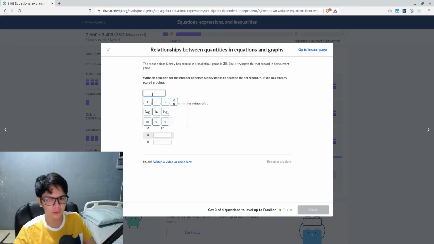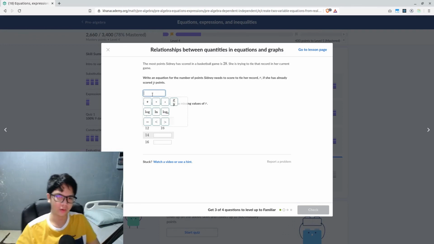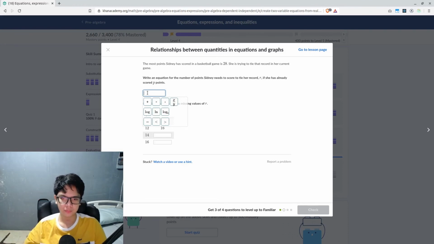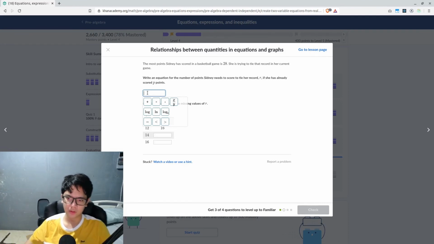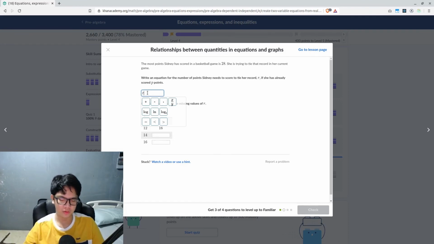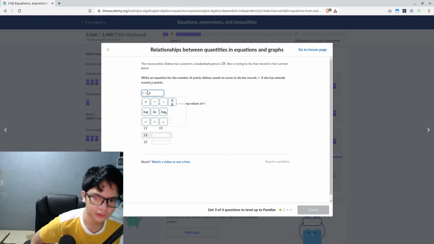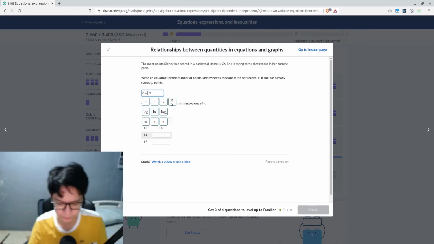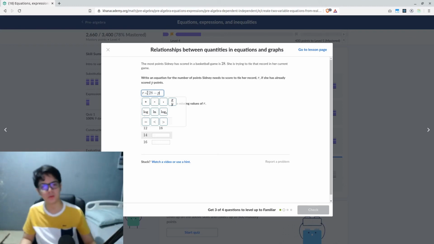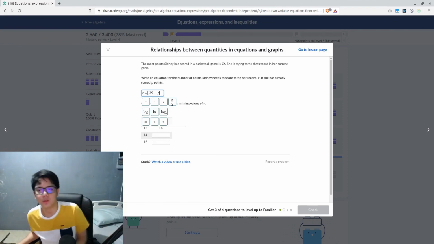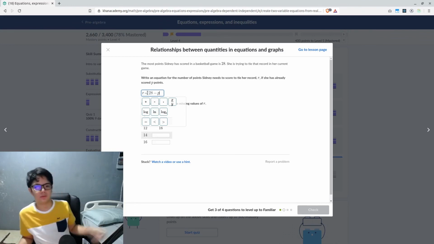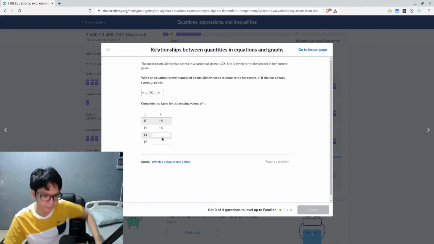The most points Sydney has scored in a basketball game is 28. She is trying to tie that record in her current game. Write an equation for the number of points Sydney needs to score to tie her record, R, if she already has P points. Whoa, this is hard. The number of points needed to score to tie her record. She already has P points. Okay.